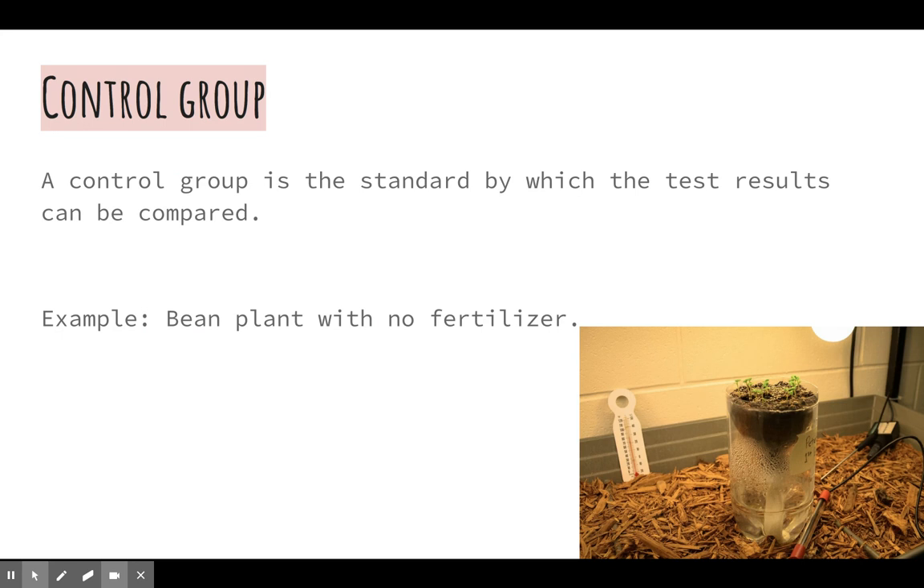So what is a control group? A control group is the standard by which the test results can be compared. So in our mock experiment, the control group would be the bean plant with no fertilizer.